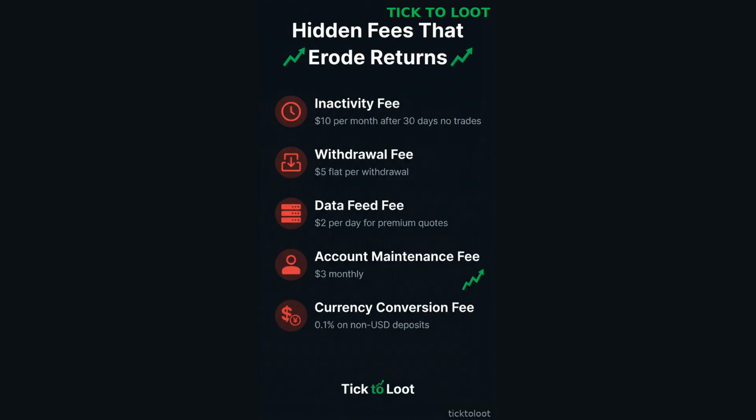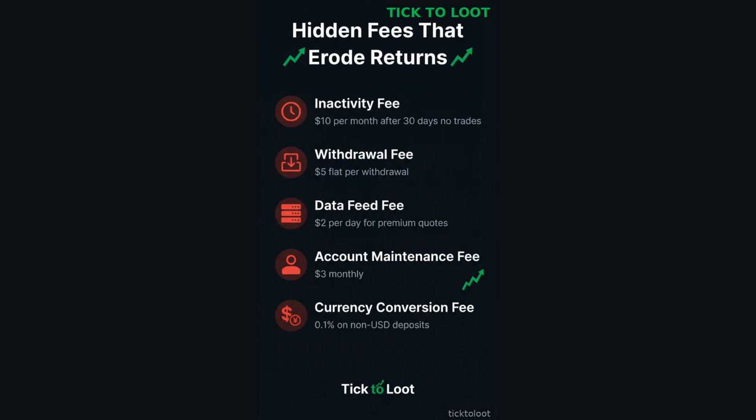Next is the withdrawal fee. While you may earn a profit, pulling that money out could cost you a flat $5 per transaction, which adds up if you withdraw often. Then there are data feed fees. Premium real-time quotes can cost $2 per day, a cost many beginners overlook because it's bundled into the platform's interface. Account maintenance fees are another subtle drain, often $3 per month just for keeping the account open, regardless of activity. Finally, currency conversion fees appear when you deposit or withdraw in a currency different from your account's base. A typical rate might be 0.1% of the amount, which can be several dollars on a modest deposit.